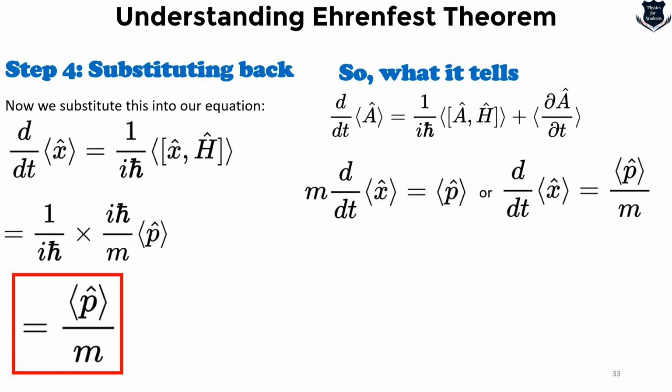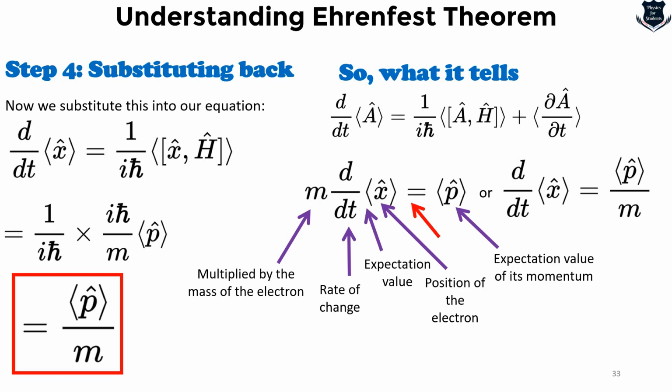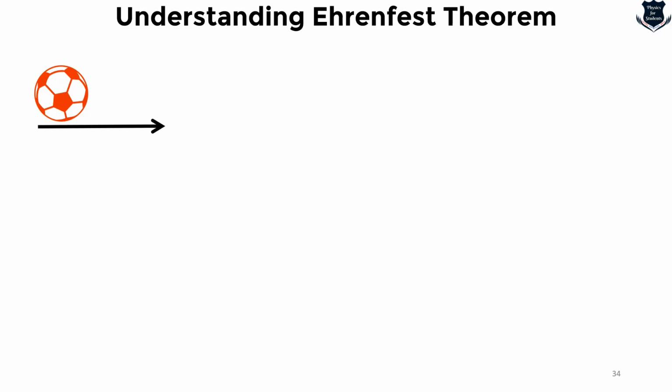Let me repeat once more. From this calculation, we are actually getting two forms; either way, I've just put this m in the denominator and the rest is the same. So again, the rate of change, d/dt, of the expectation value of the position of the electron, which is this x hat, multiplied by the mass of the electron, m, is equal to the expectation value of its momentum. And this is exactly what happens in classical mechanics, where velocity is momentum divided by mass. Now, in order to demonstrate that, I would just like to take a quick glance back and let us imagine this ball is moving in this direction.